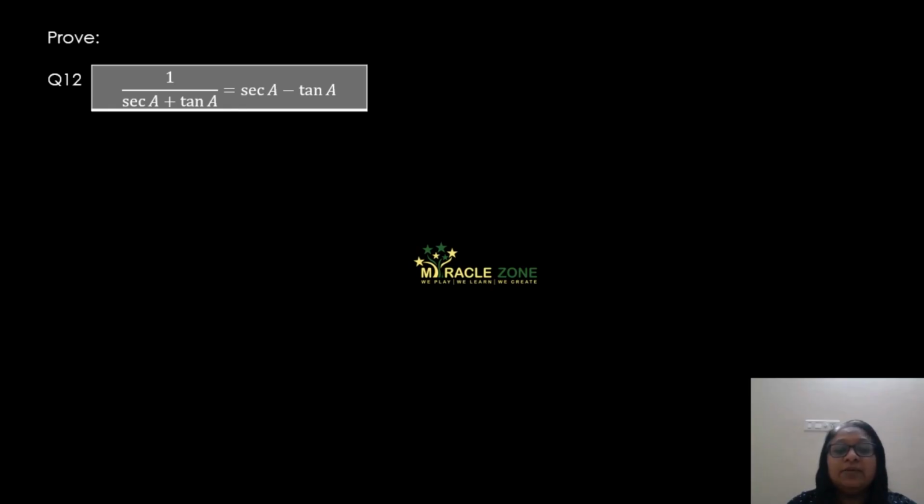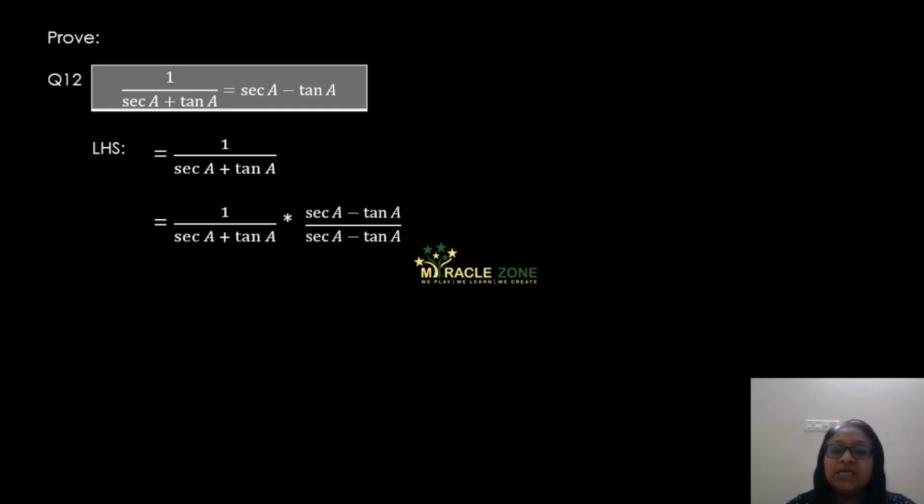1 by (sec A plus tan A) equals sec A minus tan A. Here also we will take the LHS, 1 by (sec A plus tan A). How will you get it to sec A minus tan A? If you multiply with the same value to the numerator and the denominator, the value won't change. So in this problem, we will be multiplying with (sec A minus tan A) by (sec A minus tan A). The value won't change.